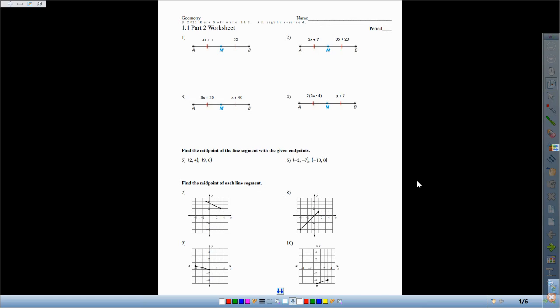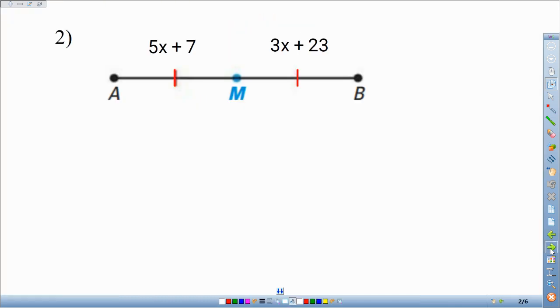Hey everyone. So we're going to be looking at the 1.1 Part 2 worksheet today, dealing with segment bisectors and then the midpoint formula. And then after that, a little bit of just the segment addition postulate on the backside. I'm going to do a few of these, try them out with me, maybe after, give some a try on your own, and then we'll go back and forth.